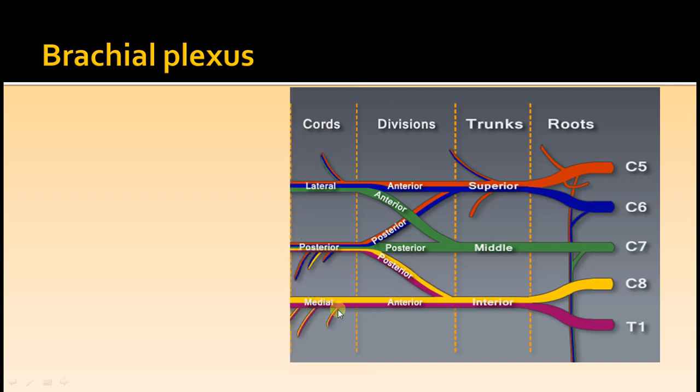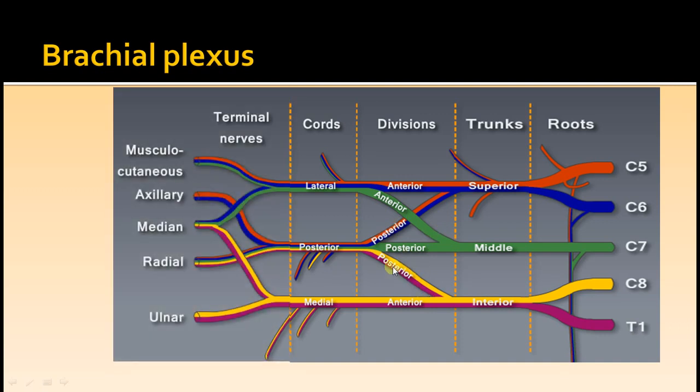The chords are the three chords: the lateral chord, the medial chord and the posterior chord. The lateral chord is formed by the union of the upper trunk and the middle trunk. The medial chord is formed only by the anterior division of the lower trunk, or the inferior trunk alone. The posterior chord is formed by the union of the posterior divisions of all the three trunks.